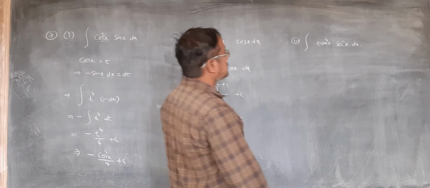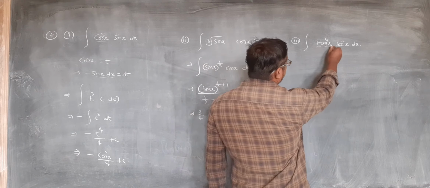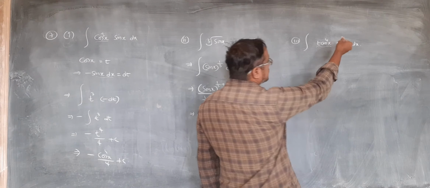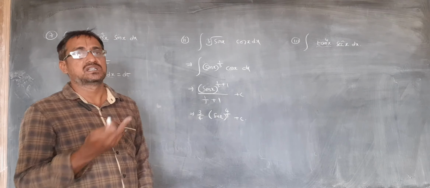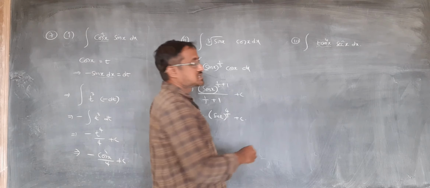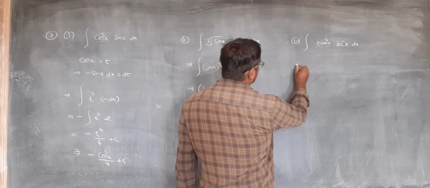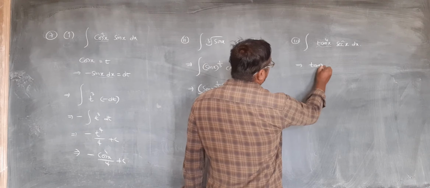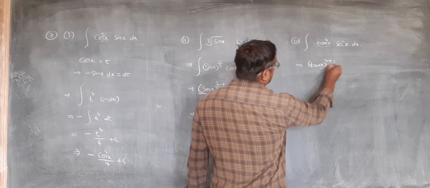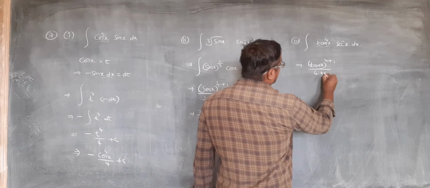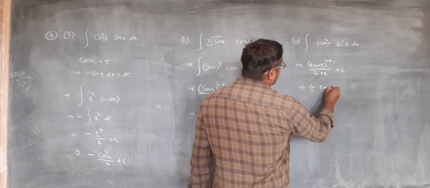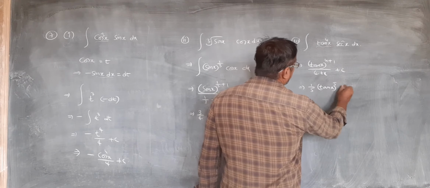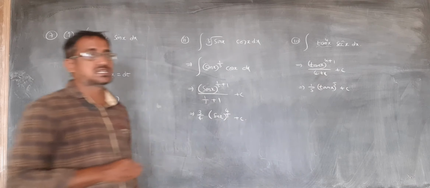Now here also, if you take tan x as f of x, its derivative is secant square x. So f of x is tan x, f dash of x is secant square. So what is the result? Tan x whole power 4 plus 1 by 4 plus 1 plus c. So 1 by 5 into tan x whole power 5 plus c, that is the result.